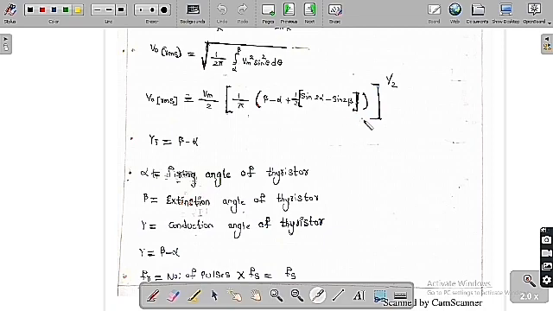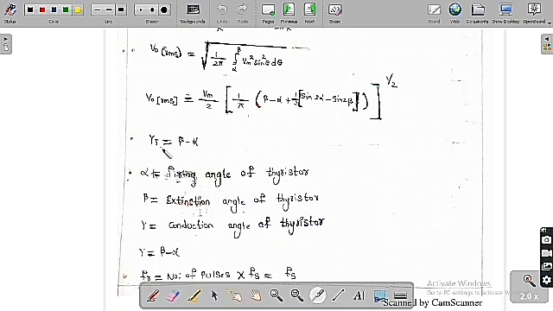So if you remember the V naught average value and the V naught RMS value, then we can apply these formulas for any general circuit. Therefore, V naught average is equal to Vm by 2 pi into cos alpha minus cos beta, whereas V naught RMS is equal to Vm by 2 into the square root of 1 by pi into beta minus alpha plus 1 by 2 into sin 2 alpha minus sin 2 beta. We are going to get it like this.